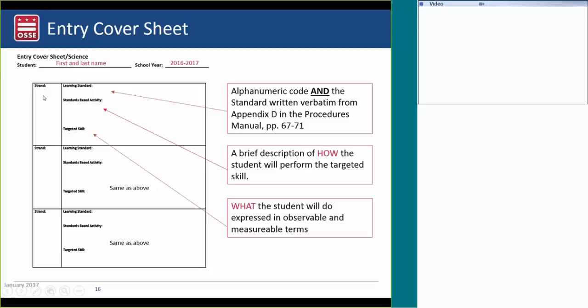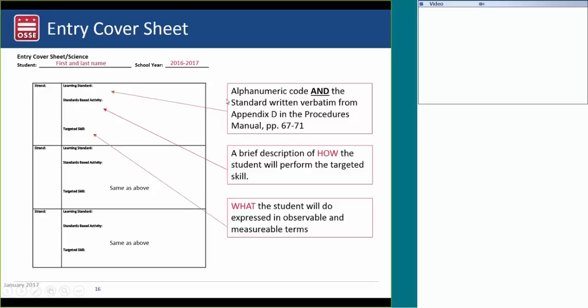Now, if you use the forms that are available in the procedures handbook, the strand will already be identified for you. Again, to use a grade 8 example, matter and reactions, energy and waves, and forces will be printed in this column. You don't need to do anything with this column. Here is where you need to include some information, and this can be handwritten, it can be word processed, as you wish. Either way is fine as long as the information is present.